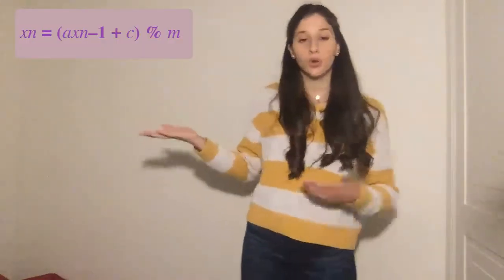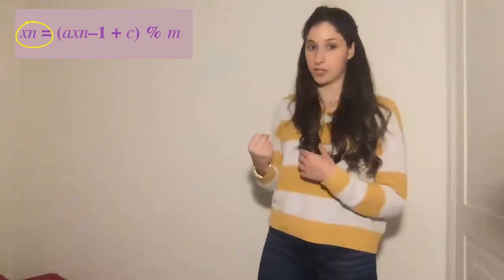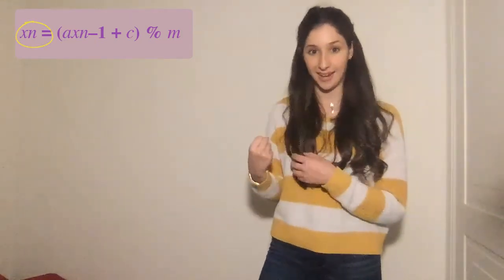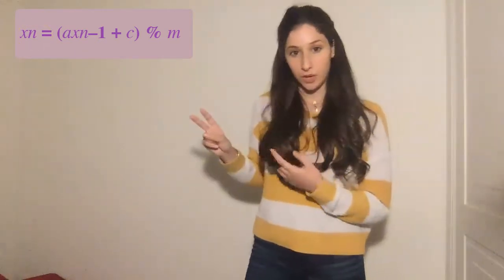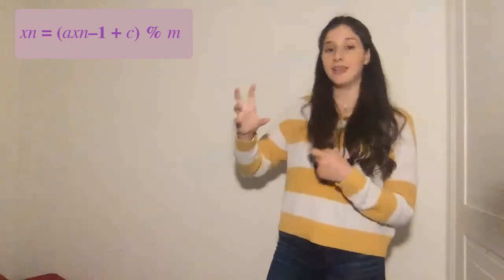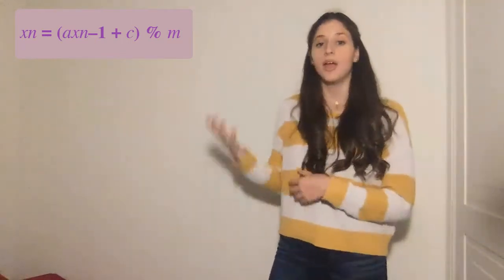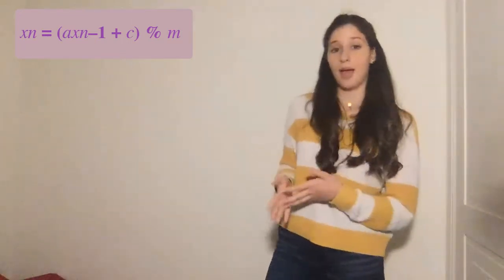So in this formula, x0 is the seed, so it's the first number that our LCG is going to get. And the second thing we need to know is that xn is the n-th, which means the n-th number that the casual generator is going to output.